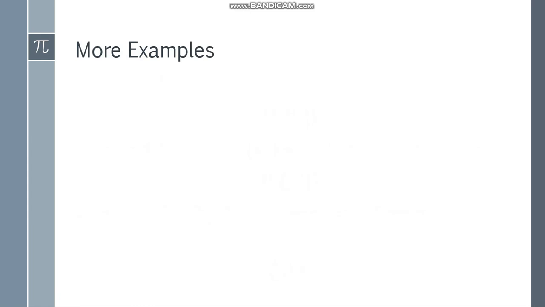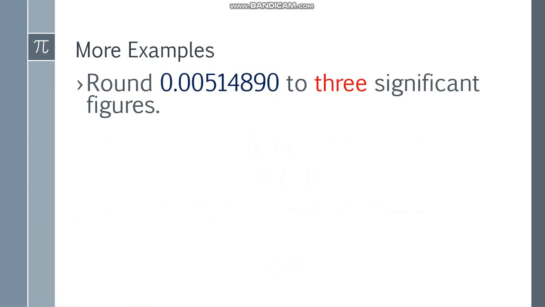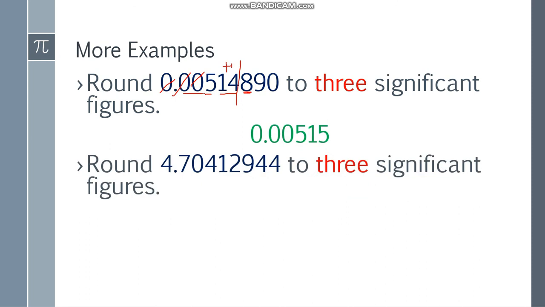Next example. More examples. Round 0.0051489 to three significant figures. So these zeros are not sig figs. You have 514. And let's check, so cut this one. 8 is more than 5, so I have to add 1 here. So that will be 0.00515.